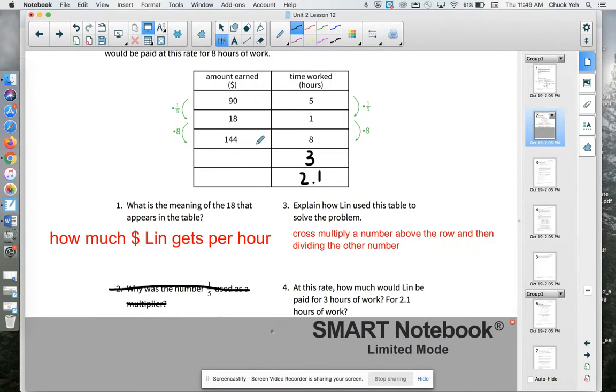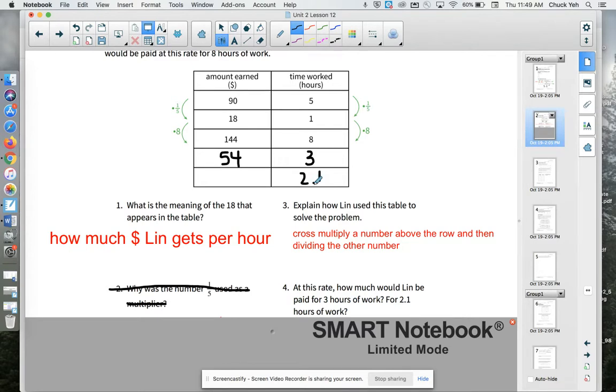So you can multiply 144 times 3 and divide by 8. So again, there's 2 ways you can figure this out. You can find out 3 times what is 1. 1 times what is 3. That's 3, right? 1 times 3 is 3. Then you can do 18 times 3, and then that's the answer. Or another way, you can cross multiply 144 times 3 and divide by 8. Whichever one you do, you should get 54, right? $54. Same thing for 2.1 hours.